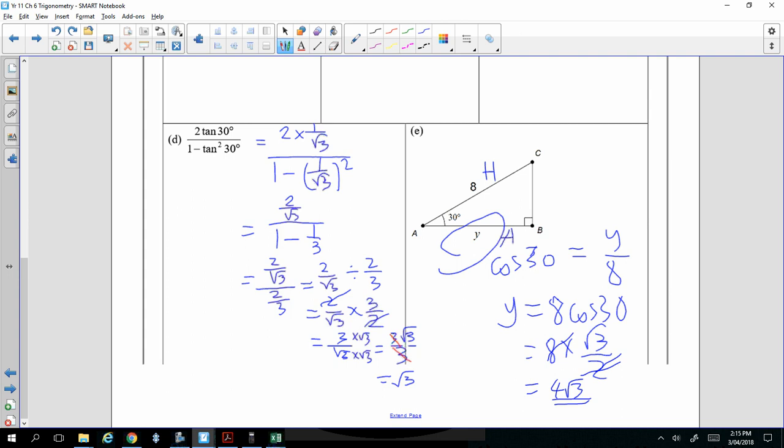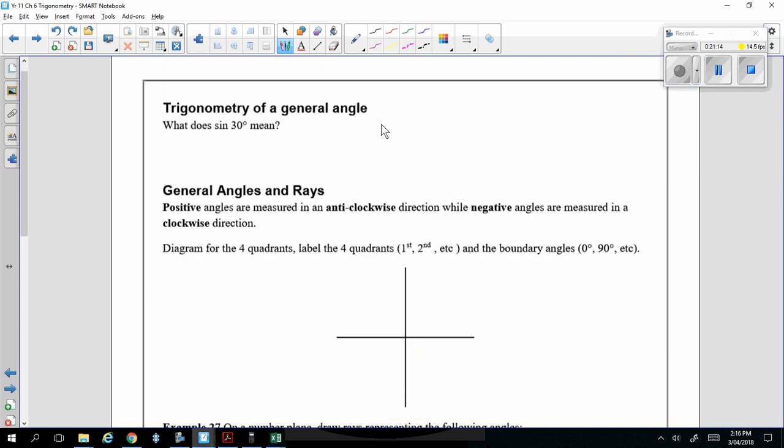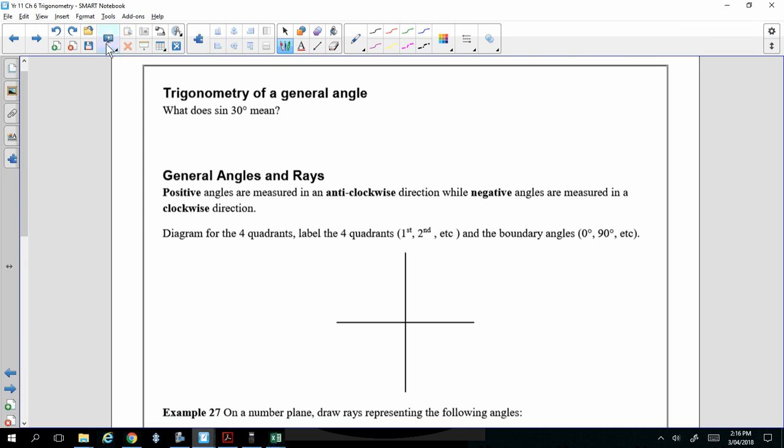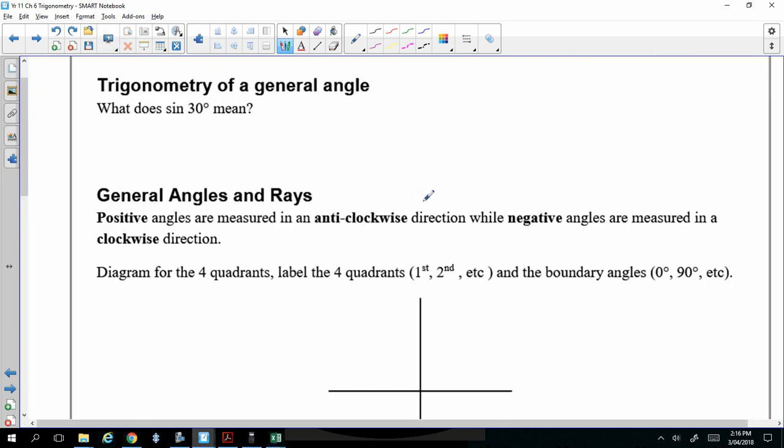Alright, next page. We're going to look at general angles. Again, something you learned last year, let's revise it again. What does sine 30 degrees mean? What's sine 30 degrees equal to first? Hopefully you remember. Root 3 on 2, no. It's a half. Okay, go home and write it 10 times, you will get better. Sine 30 is half. What does the half tell you? It's the ratio of sides between the opposite and hypotenuse, isn't it?